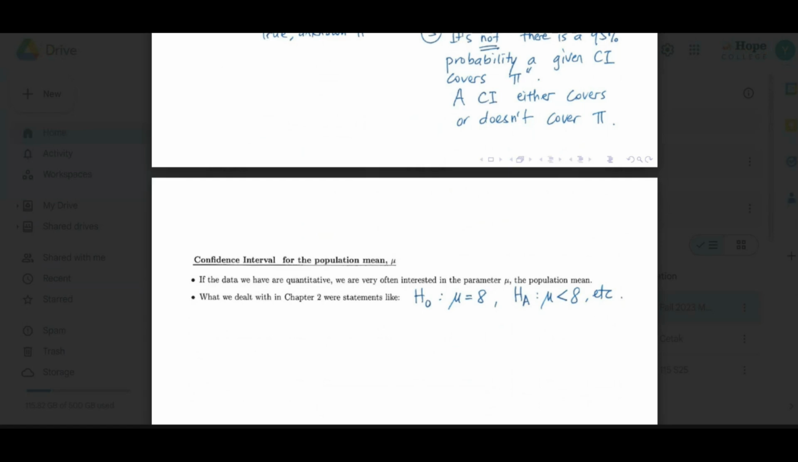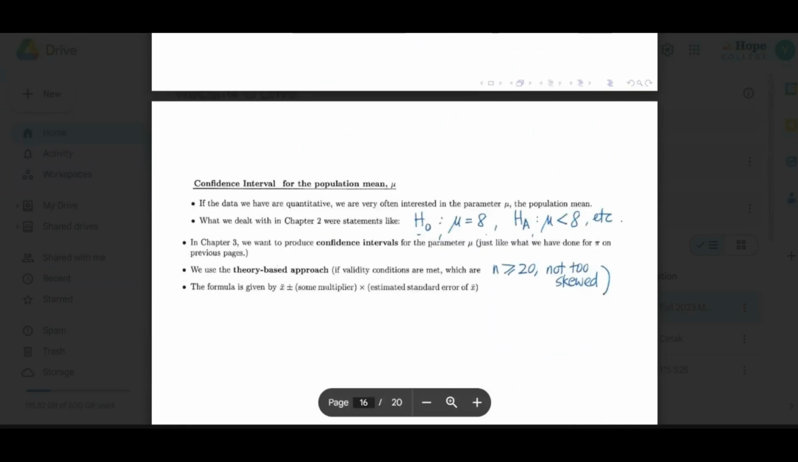And again, we have dealt with testing hypotheses about a mean. You should have seen this if you've taken the exam, right? Mu is 8, mu is less than 8, things like that. You've seen that. So now we want to teach you how to make a confidence interval, not for pi, but for mu, for another parameter. The first half of today was all pi, pi, pi. Now it's mu.